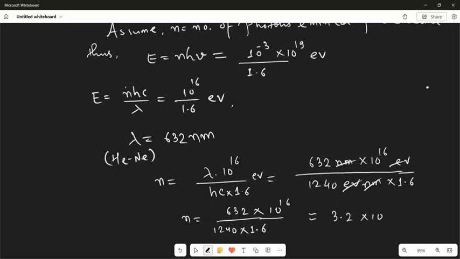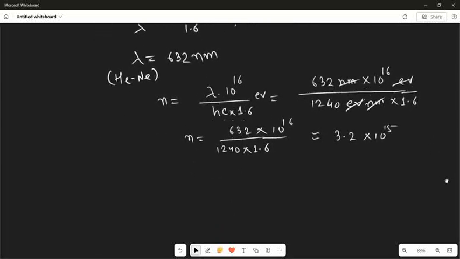15. So 3.2 into 10 to the power 15, this number of photons will be emitted per second from a helium neon laser whose power is given as 1 milliwatt.